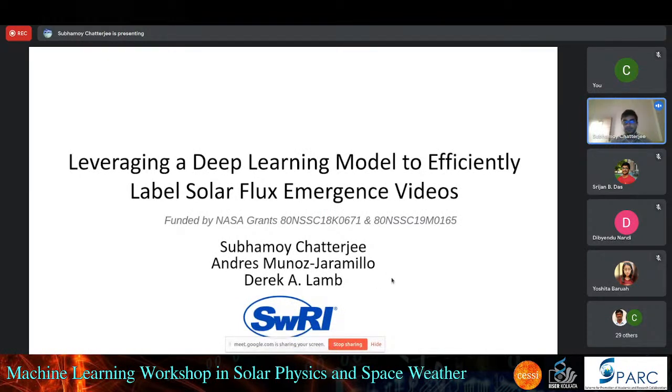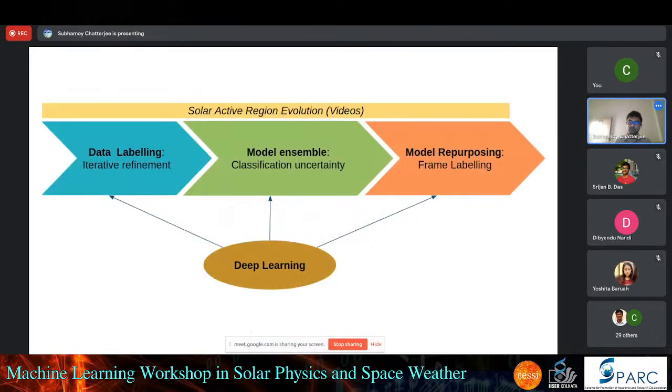Okay, so this is Shubham. I am a postdoctoral researcher at Southwest Research Institute, Boulder, Colorado. And this is a recent work that we have performed to use a deep learning model to efficiently label a set of solar magnetic flux evolution videos. So this is the brief graphical abstract for this work. We used solar active region evolution videos from SOHO MDI, and we ask three questions here.